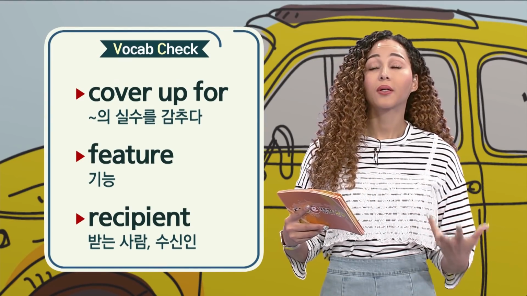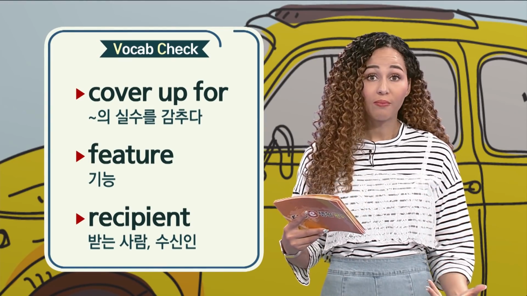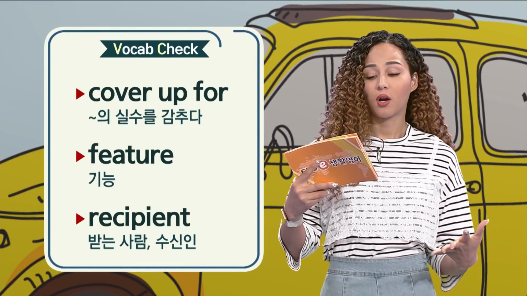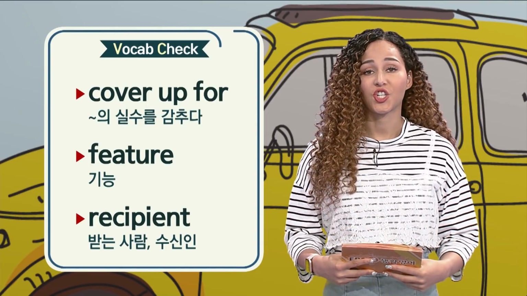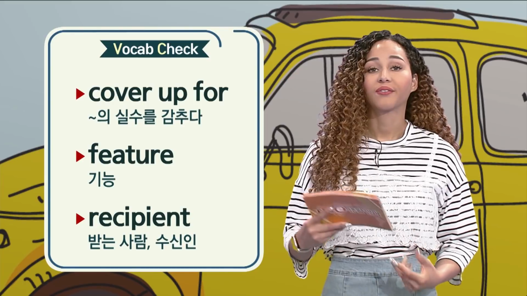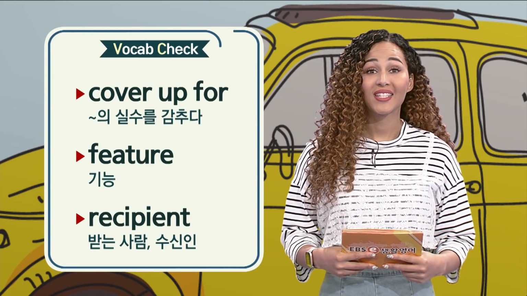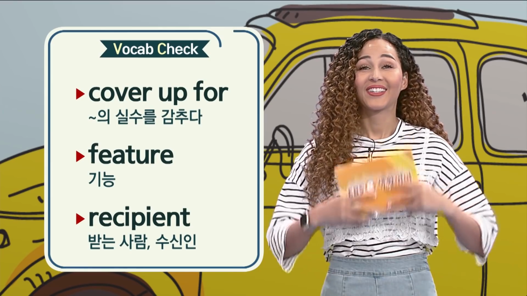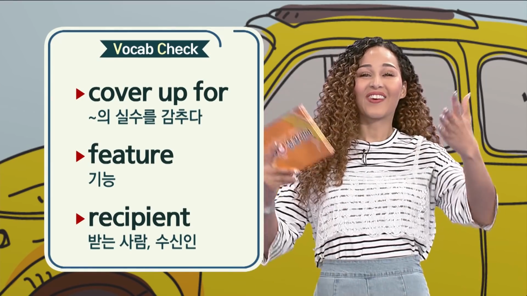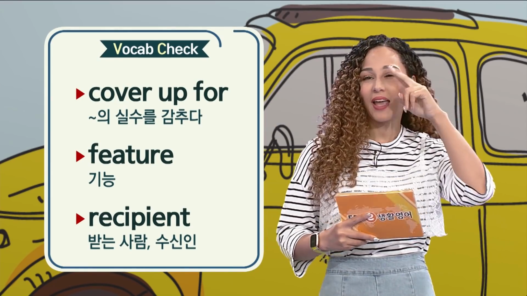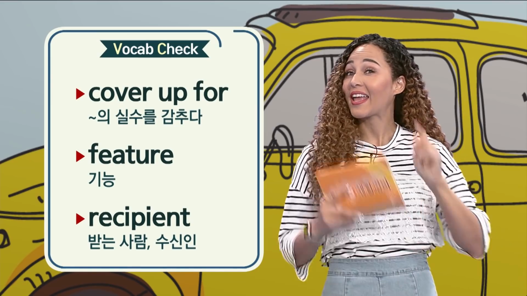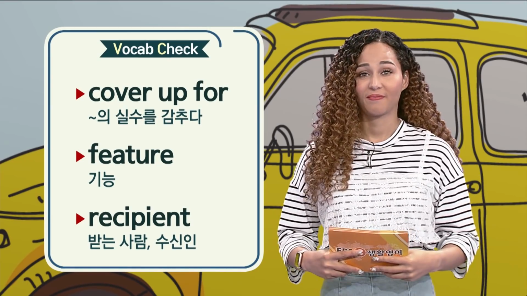Cover up for, cover up for, cover up for. Feature, feature, feature. Recipient, recipient, recipient. Great, we've taken a look at her vocabulary words, so how about we look out for them and watch our clip once again, but with English subtitles.